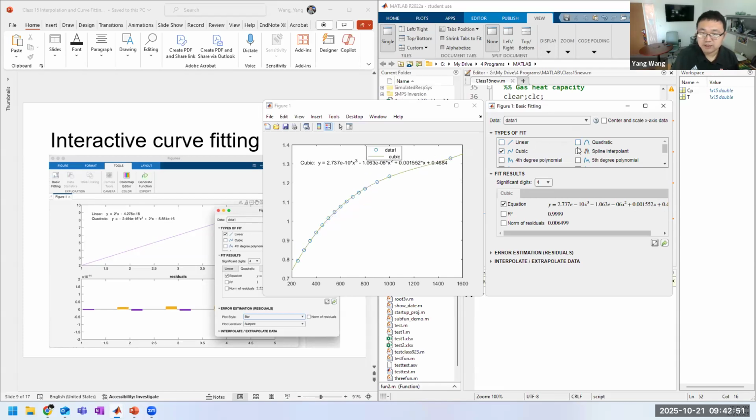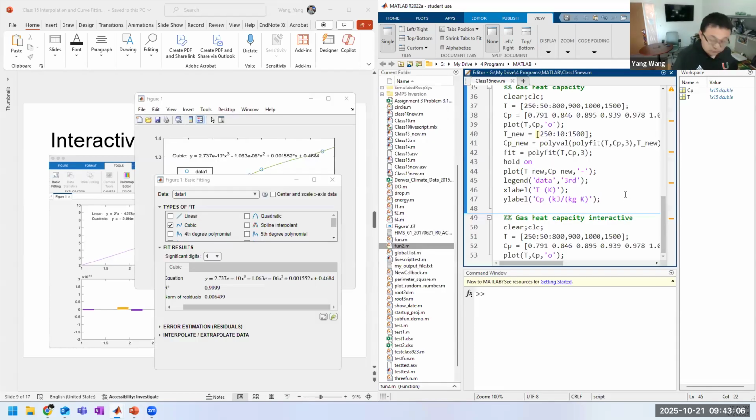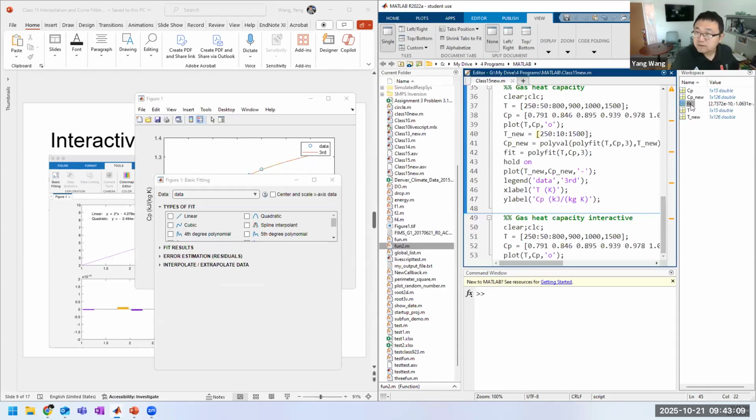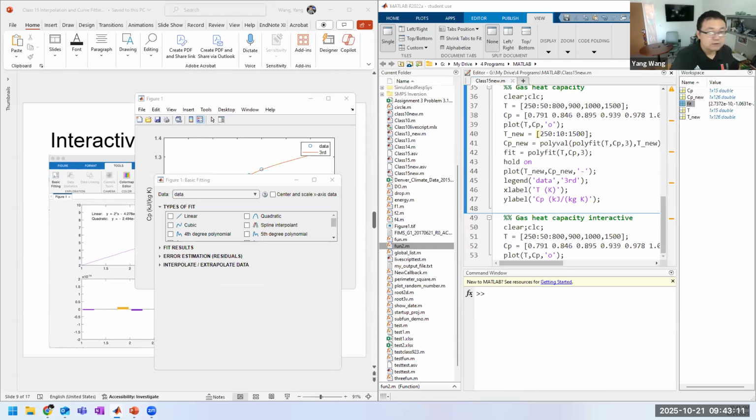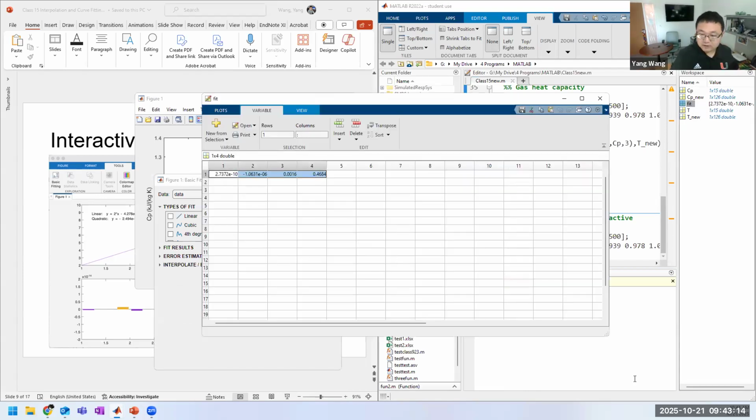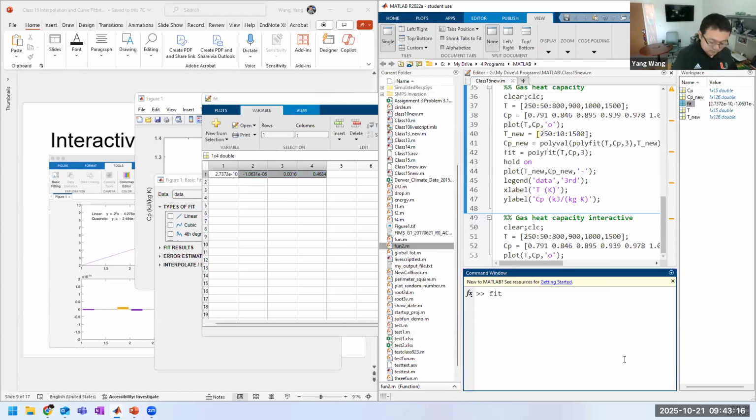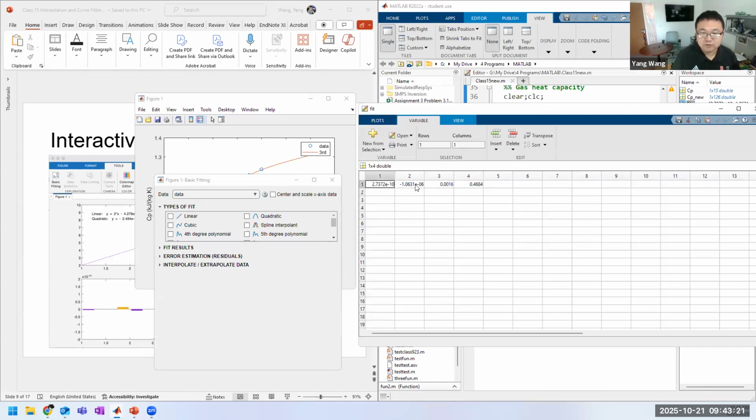So now let's just uncheck the other one. This is a cubic fit, and this is the equation. If you recall, earlier we showed that the values are going to be in this range. So actually it's exactly the same value. So we just run this function again. You can see the fit is over here. Let's just copy these data here, fit. 2.7, let's just temporarily memorize this. 2.7 e to the minus 10, 1.06 e to the minus 6.